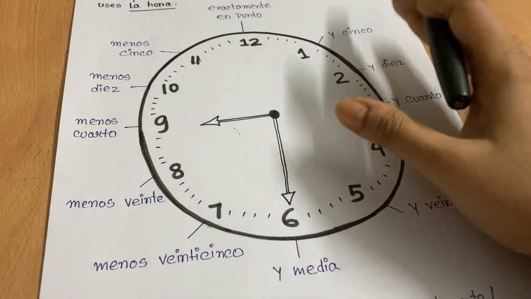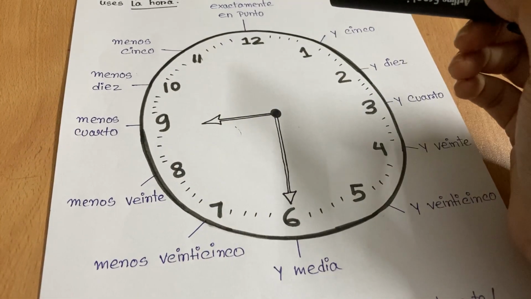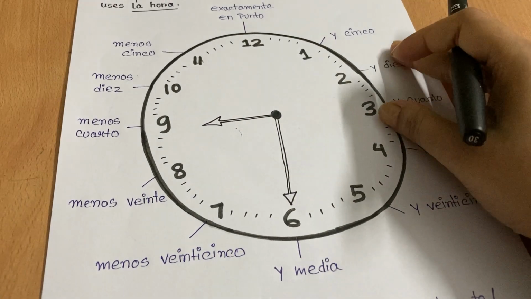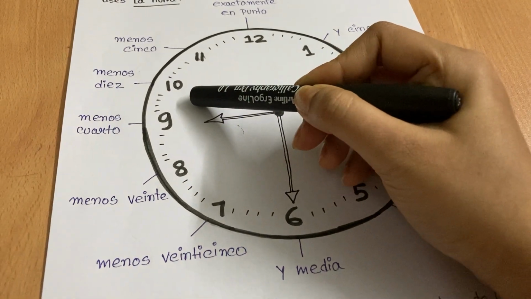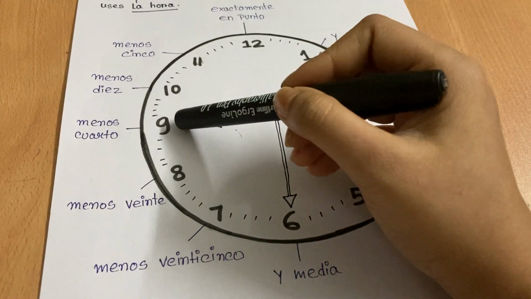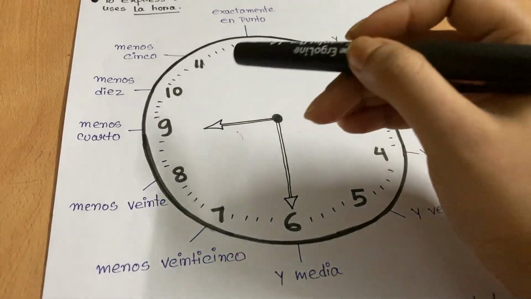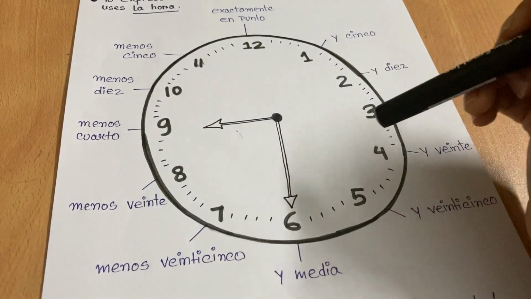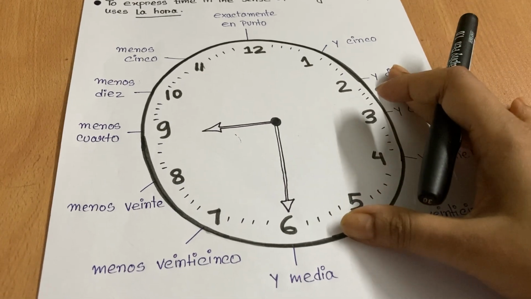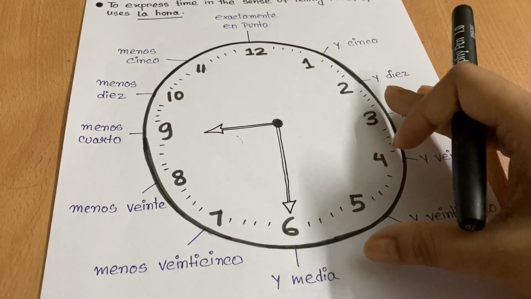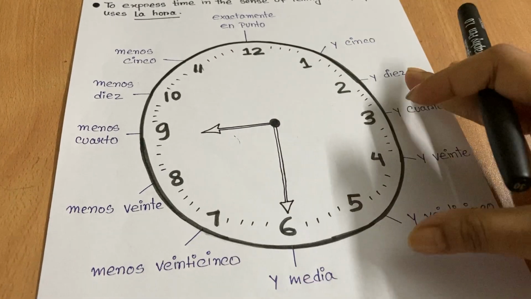But remember that in a few countries, they use the usual way like 2:50. They can also say it like this: son las 2:50. So both ways you can say either son las 2:50 or son las 3 menos 10. So this thing you need to remember. There is another way to say this time as well that I will tell you a little bit later.